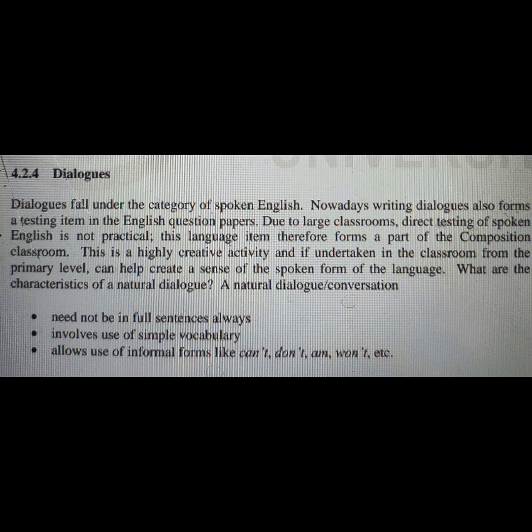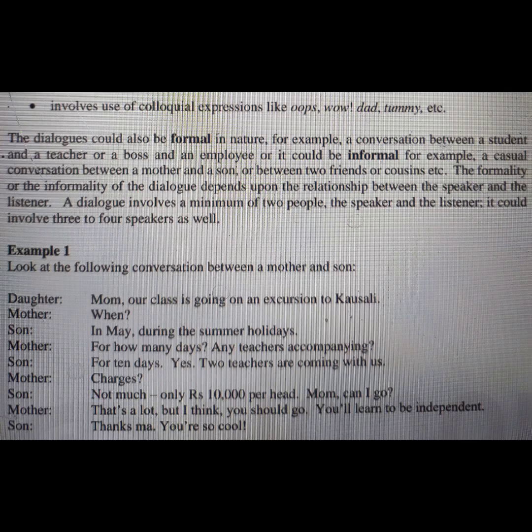A natural dialogue, conversation, need not be in full sentences always. It involves use of simple vocabulary. It allows use of informal forms like can't, don't, I'm, won't, etc. It involves use of colloquial expressions like oops, wow, dad, tummy, etc. The dialogues could also be formal in nature.